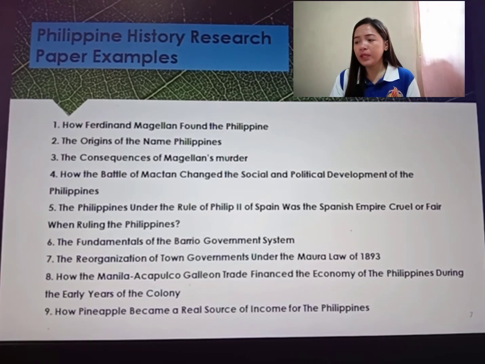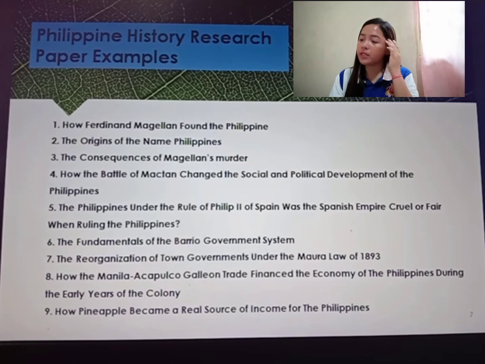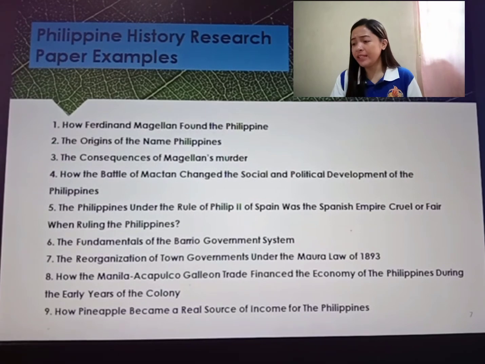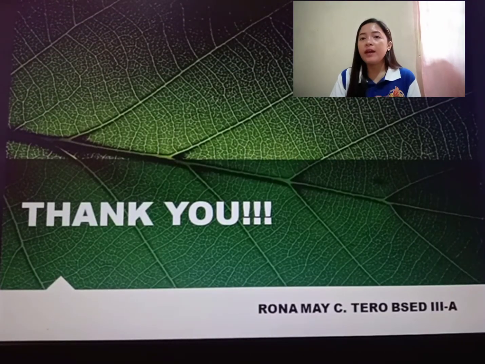And fifth, the Philippines under the rule of Philip II of Spain. Was the Spanish Empire cruel or fair when ruling the Philippines? 6. The fundamentals of the barrio government system. 7. The reorganization of town governments under the Maura Law of 1893. And 8. How the Manila-Acapulco galleon trade financed the economy of the Philippines during the early years of the colony, and so on. So that's the end of the historical research examples.